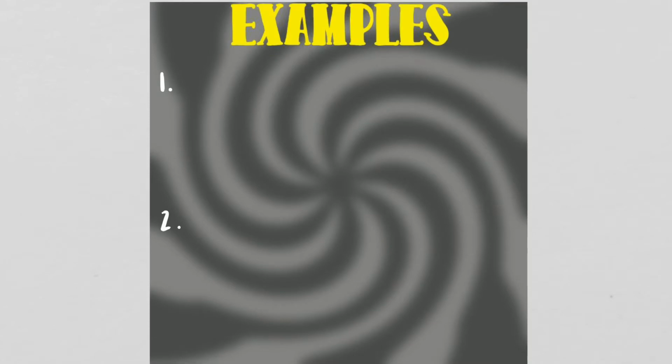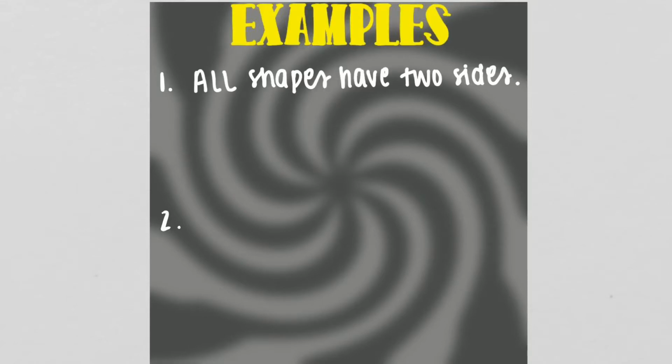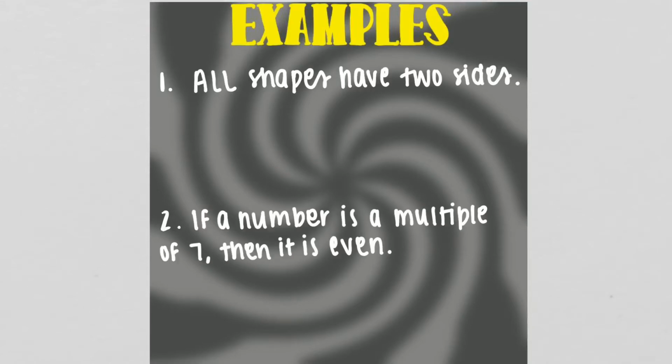Alright, so we're now going to go into some examples. I'm going to show you two of them, two different types that you're going to see here in geometry with us. Now the first example I'm giving you is that all shapes have two sides. Now if you know whether or not that's true, that's a different story. But the conjecture here I'm making is that all shapes have two sides. And the second conjecture or statement I'm making is that if a number is a multiple of 7, then it is even.